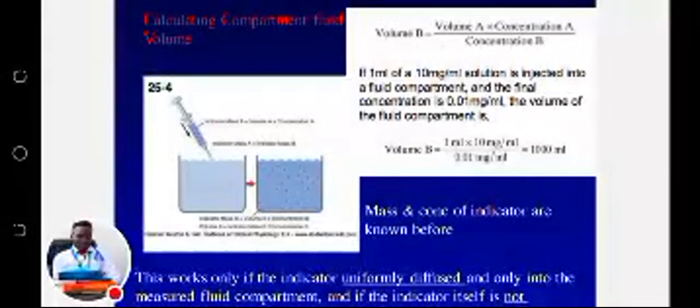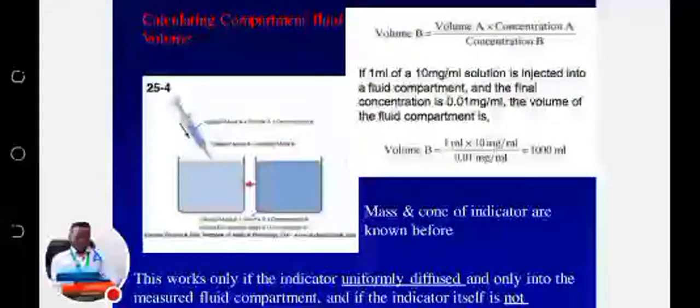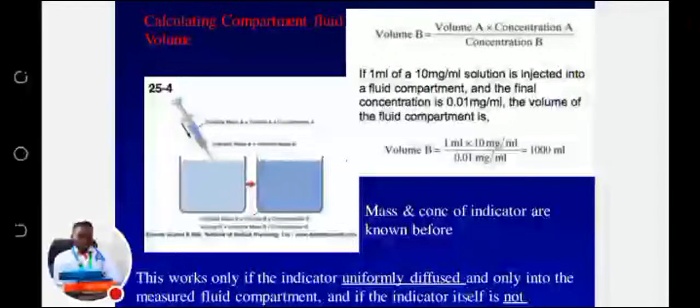If 1 ml of a 10 milligram per ml solution is injected into a fluid compartment, and the final concentration is 0.01 milligram per ml, find the volume of the fluid compartment. So volume B is equal to volume A multiplied by the concentration ratio. The volume is 1 ml multiplied by 1 milligram per ml over 0.01 milligram per ml, which is the concentration.